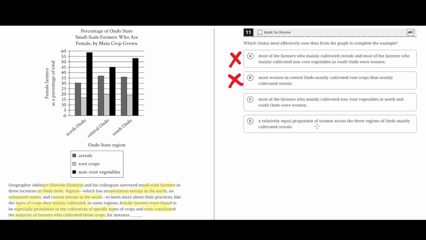D. A relatively equal proportion of women across the 3 regions of Ondo mainly cultivated cereals. This is incorrect because although this is supported by the graph, it doesn't help support the claim, which is that female farmers cultivated a majority of specific types of crops. So D is incorrect, and the correct answer is C.